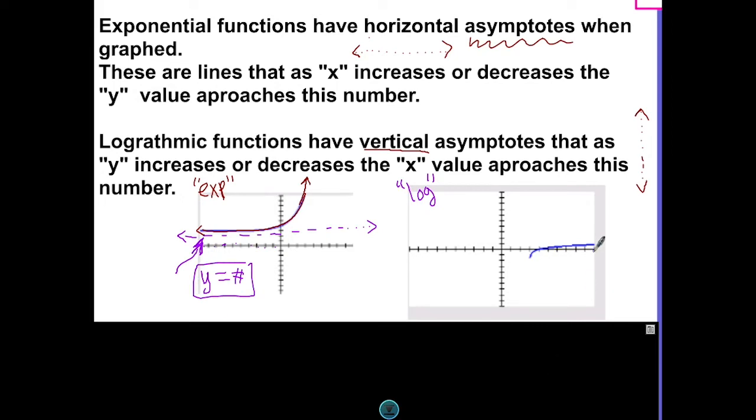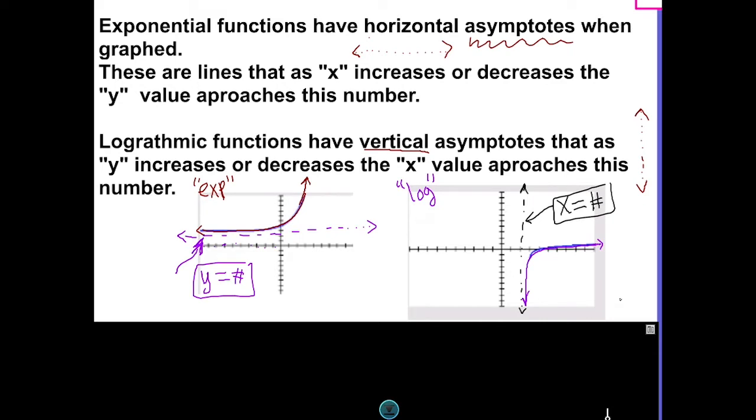In a logarithmic function, as y increases or decreases, the x value approaches a certain number. And we can see from this particular function, it looks like the x value is getting closer and closer to +2. So that would be the asymptote here. The equation of vertical lines is x equals a number, any real number. So in this problem, it would be x equals +2. We'll get into some very specific examples in a little bit.